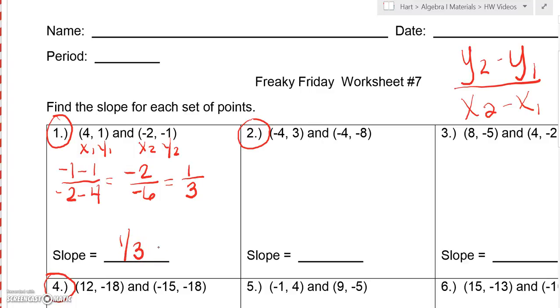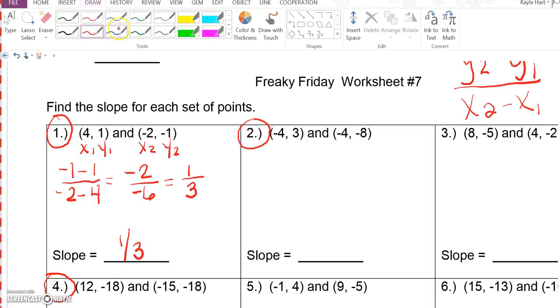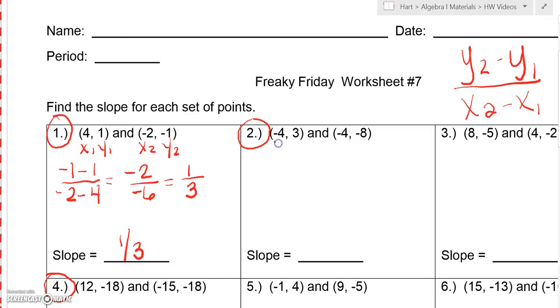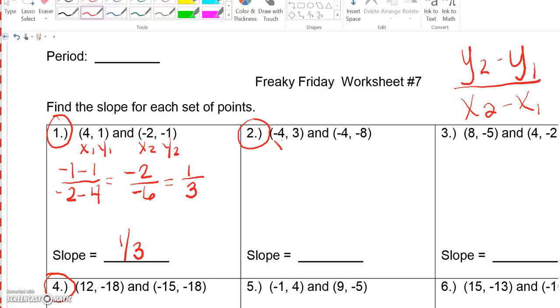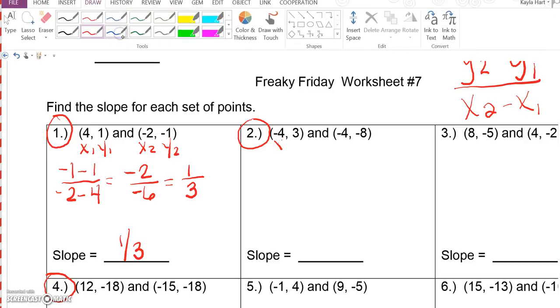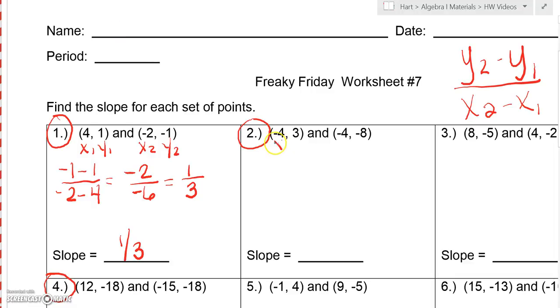Alright, now we can do the exact same thing on question number 2. Label your points and plug it into the formula. So our y2 value is -8, and then minus y1, which is 3. And then x2 is -4 minus x1, which is also -4.